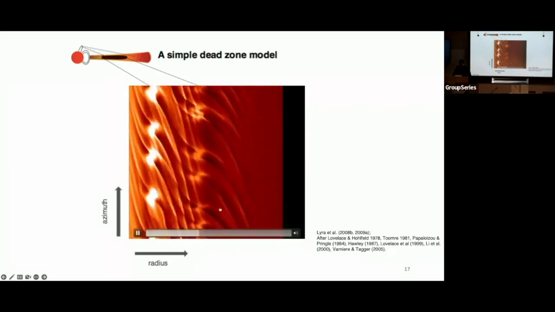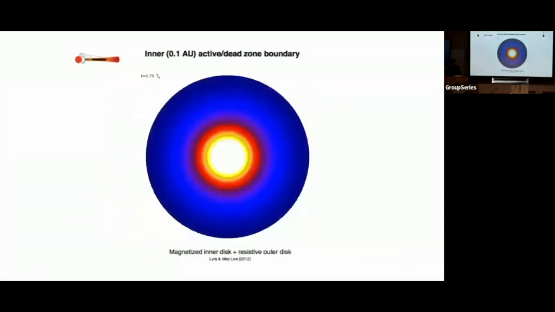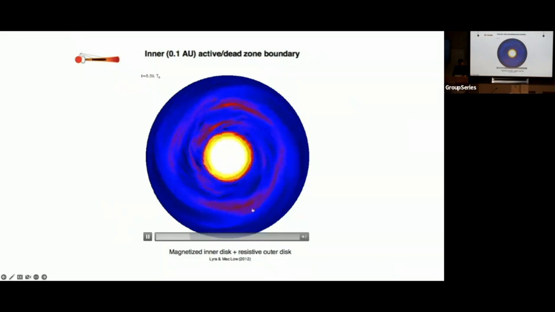So this was done in a purely hydro model. You can model that also in an MHD calculation. That's work I did here also in New York City with Mordecai. We magnetized the inner part of the disk, and then we had a dead zone, a resistive outer disk. And you see that in the border between the two regions, there is something happening there too. The same thing that we saw in the previous calculation.